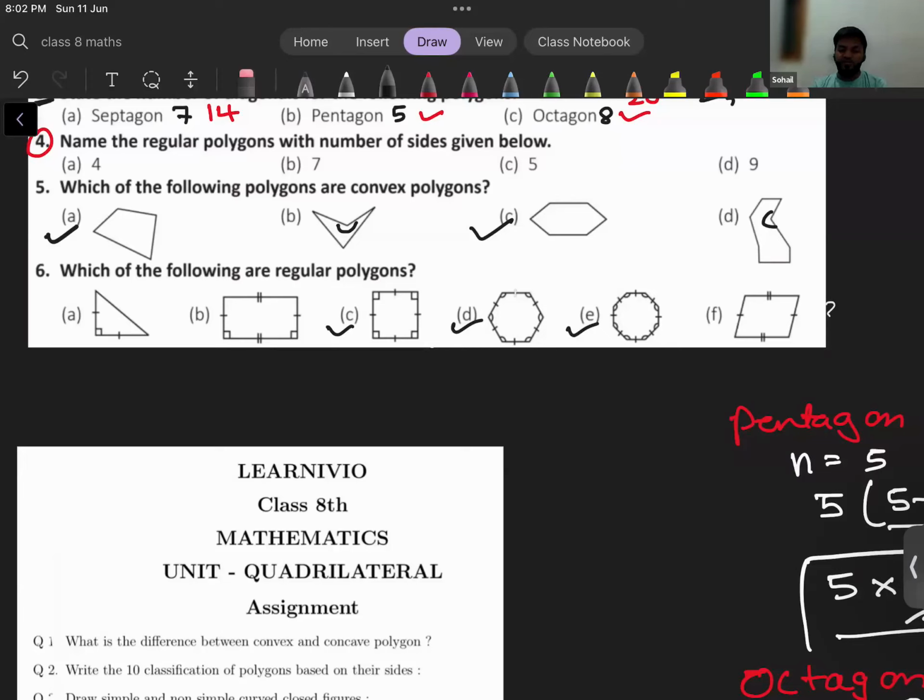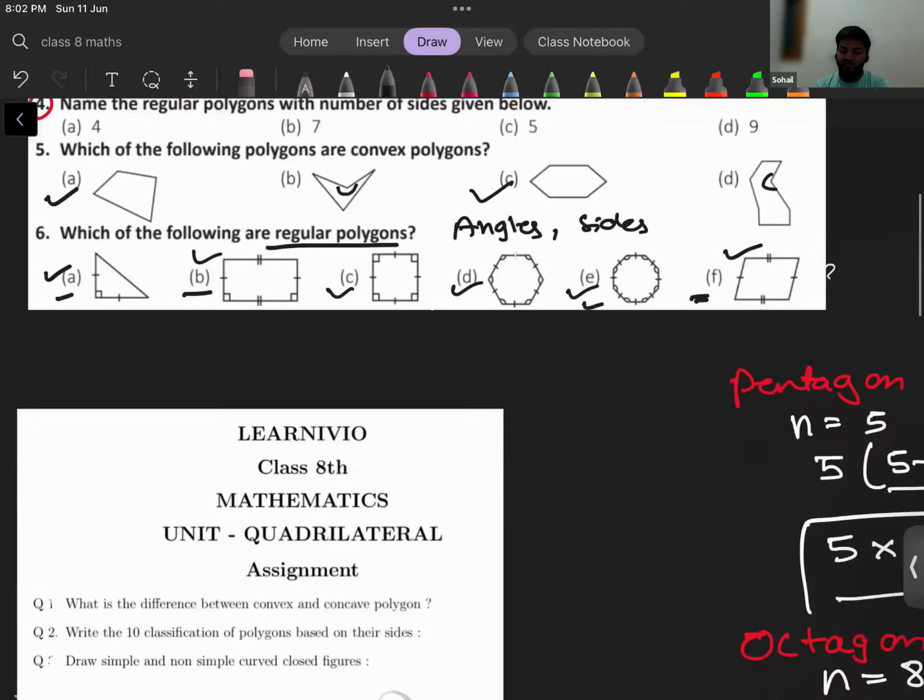So Arhan, notice in this question, regular polygons are those polygons in which all the angles and all the sides are the same. So in the square, in the hexagon, and this figure E here, all the angles and all the sides are the same. While in a rectangle, in a triangle, or in this parallelogram, the sides are not the same. Although the angles are the same in a rectangle, and in this parallelogram also, the angles and sides both are different in a triangle. I hope you guys got this.